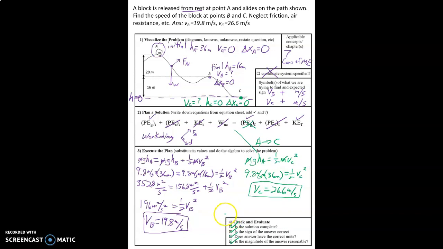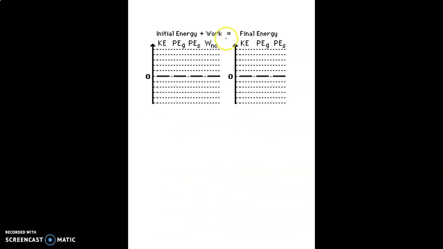All right, now let's look at the energy bar chart. Okay, and actually, let's make sure we just define how we're going to do it. Are we going to go A to B, or A to C, or B to C? So let's look at A to B. So make sure you label that. Did it have kinetic energy initially? No, that was 0. Did it have gravitational potential energy? Yeah, it had a lot. Had a lot of gravitational potential energy initially.